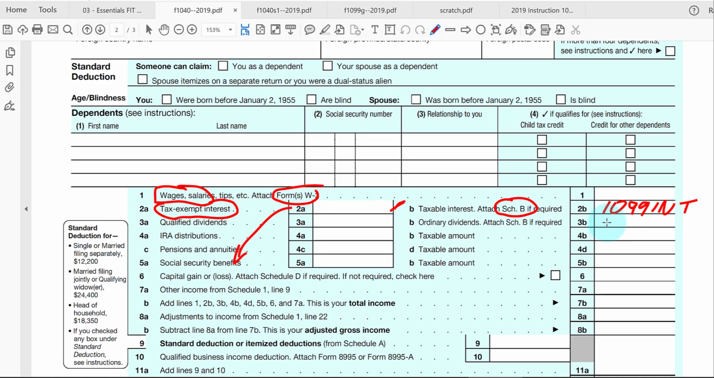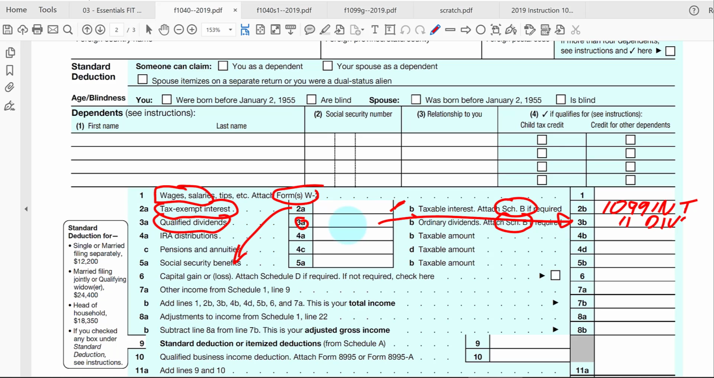Dividends are reported on line 3 on Form 1099-DIV to the taxpayer. And again, if the total is more than 1,500, we'll have to list them out on Schedule B and put those ordinary dividend totals here in line 3B. And included in the ordinary would be qualified dividend amounts listed here in 3A. Again, the amount here in 3A is already inside of that 3B, so don't double count the income.